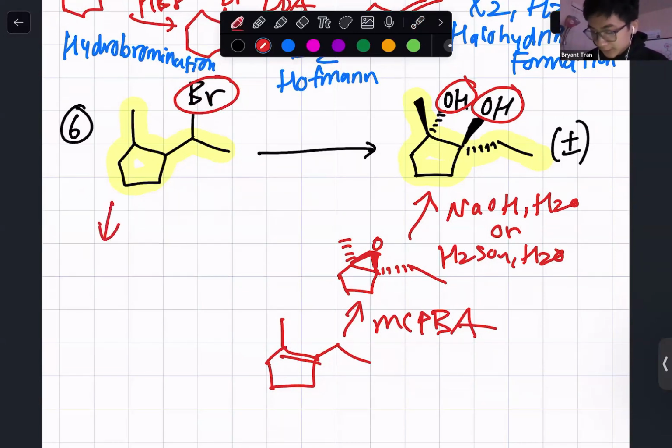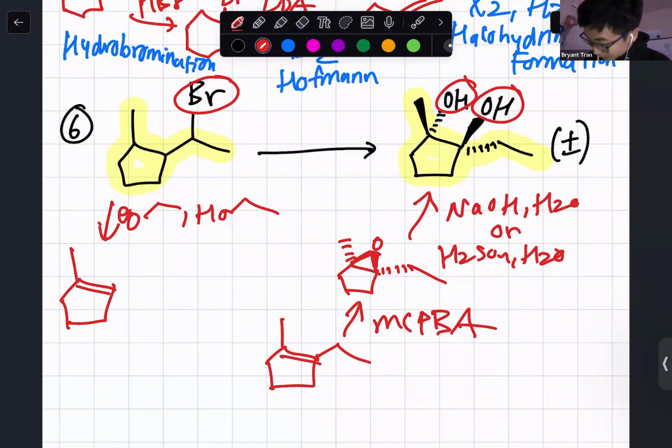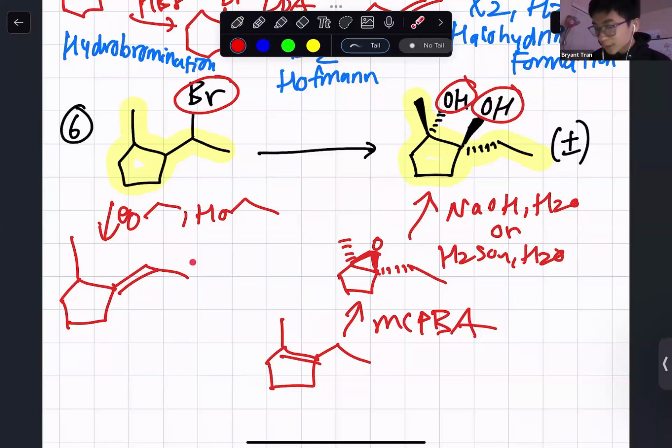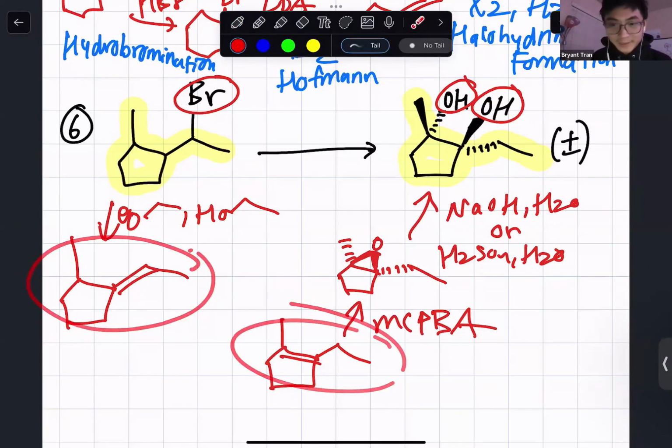We're going to do E2 by itself with, let's say, ethoxide to form this more stable alkene. No, not there. Right here. And then from this tri-substituted alkene to that tetra-substituted alkene, there are two ways that we could actually do that. What is one way that you guys can think about to convert this less stable alkene to the more stable alkene?